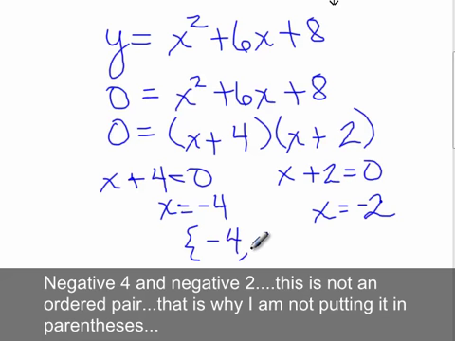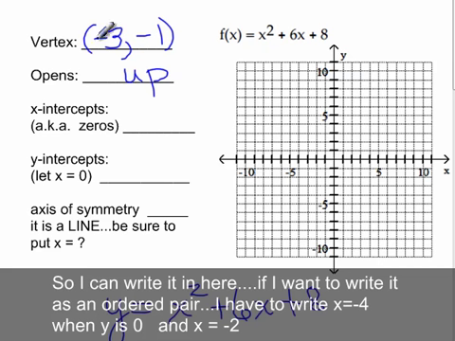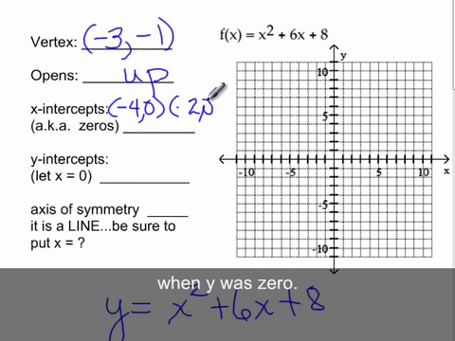This is not an ordered pair. That's why I'm not putting it in parentheses. I have these squiggly lines, this solution set. So negative 4, negative 2 are my x-intercepts. So I can write it in here. If I want to write it as an ordered pair, I have to write the x as -4 when y is 0, and x was -2 when y was 0.